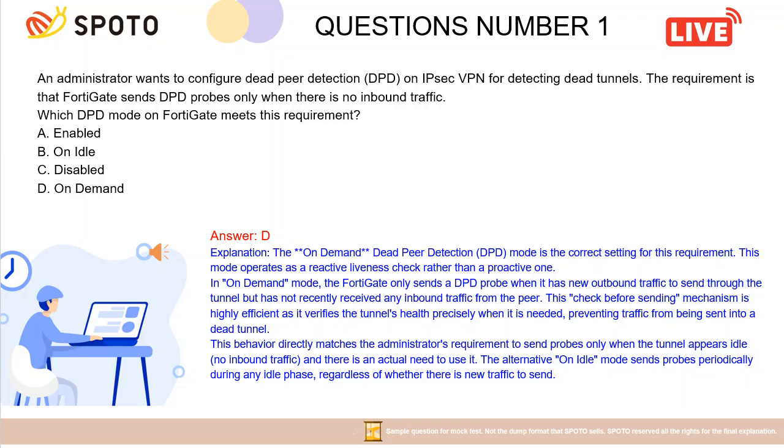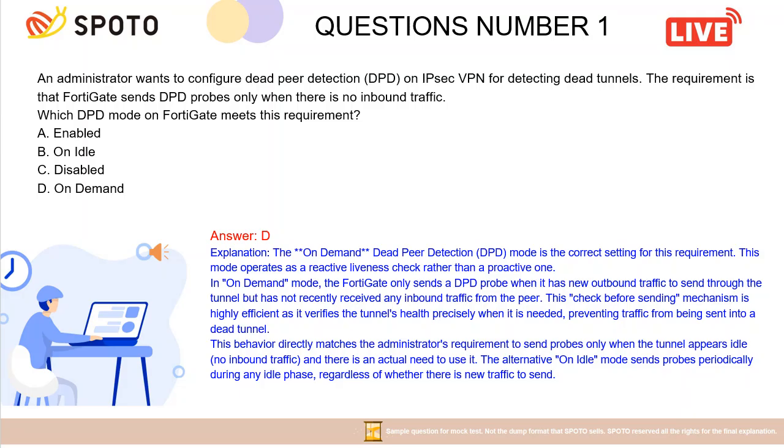Answer, D. The on-demand dead peer detection (DPD) mode is the correct setting for this requirement. This mode operates as a reactive liveness check rather than a proactive one. In on-demand mode, the FortiGate only sends a DPD probe when it has new outbound traffic to send through the tunnel but has not recently received any inbound traffic from the peer. This check-before-sending mechanism is highly efficient as it verifies the tunnel's health precisely when it is needed, preventing traffic from being sent into a dead tunnel.